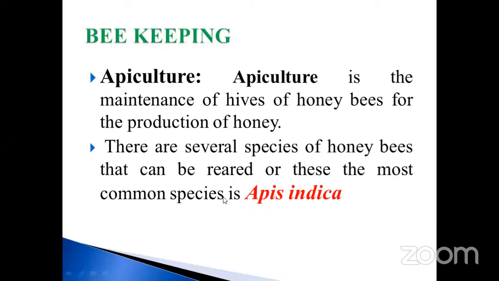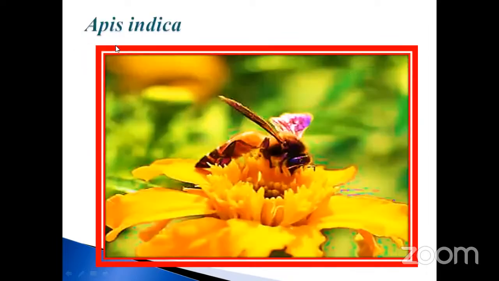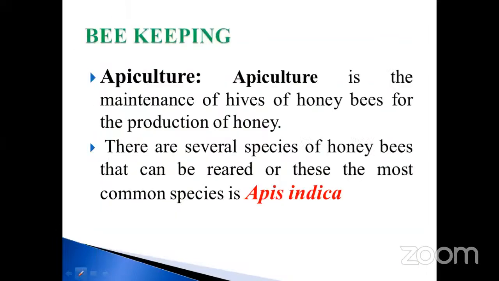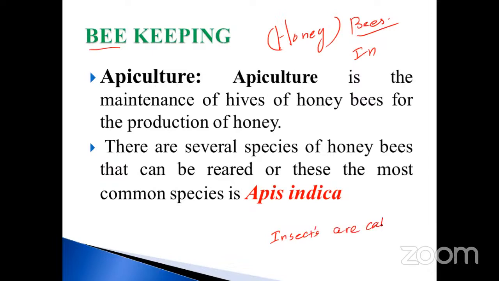So that's all about artificial insemination. Next, we'll pass on to beekeeping. What is the meaning of bee? Honey bee. What are the uses of the honey bee? The honey bee collects the nectar. Honey bees are insects. The science that studies insects is called entomology.